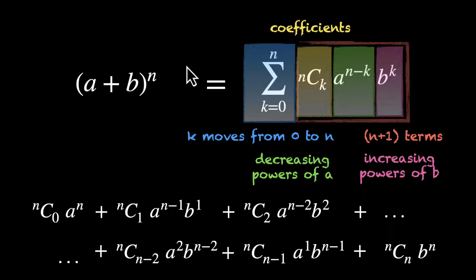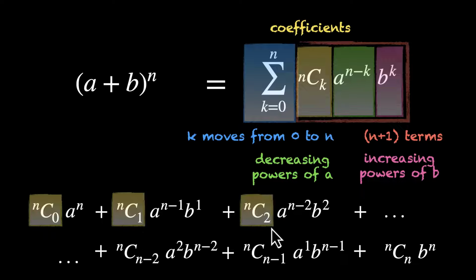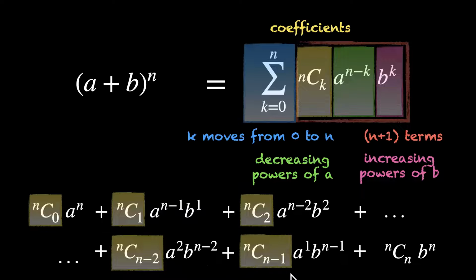Let's quickly look at the coefficients. For k = 0, the first coefficient is nC0. Then we have nC1, nC2, and so on. This goes on to nC(n-2), nC(n-1), and finally nCn.